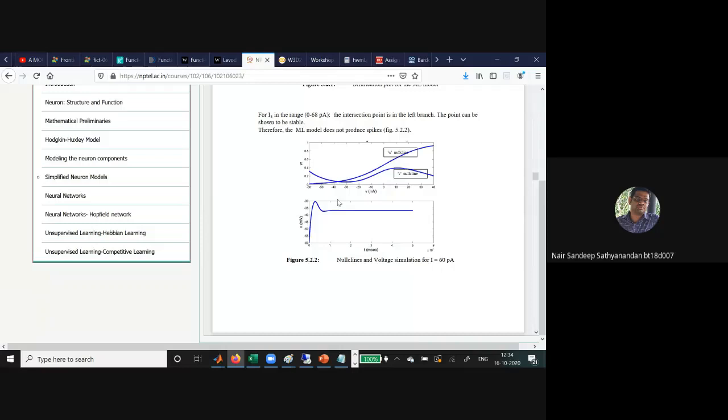Let us divide this V nullcline into segments. Let me take that up. Can you see my cursor or not able to see the cursor? I think only I can see that cursor. Oh, we can also see it. Okay, you can see this cursor.